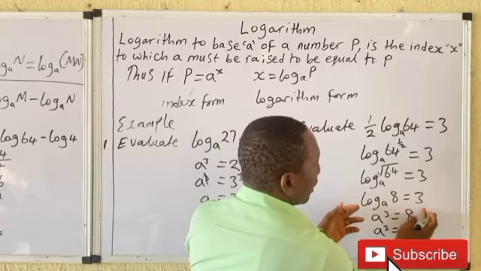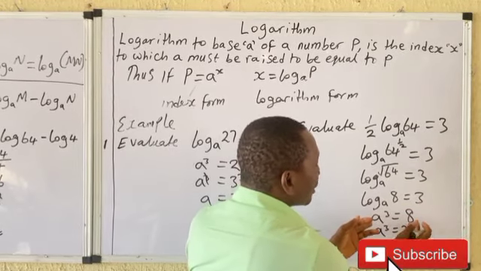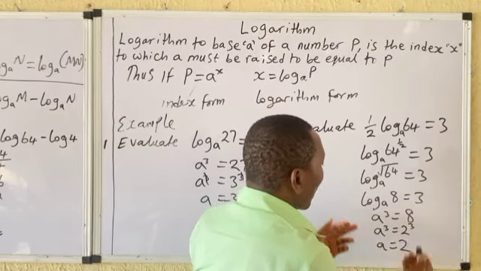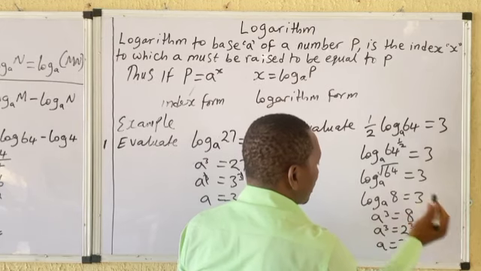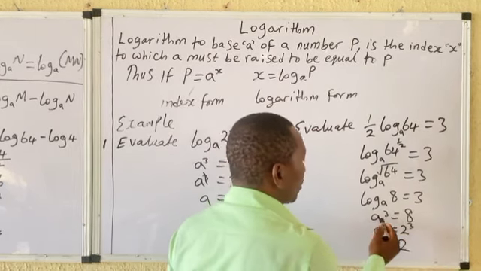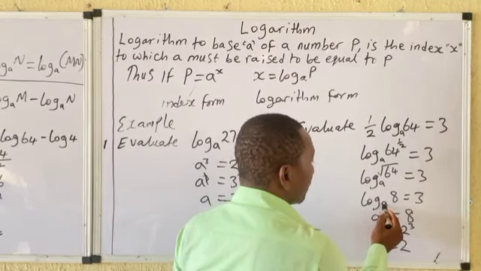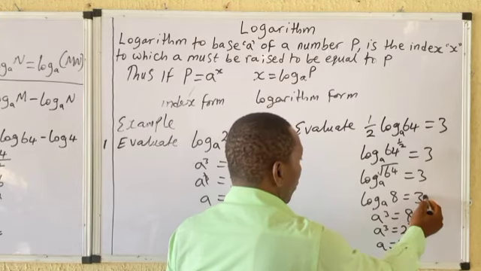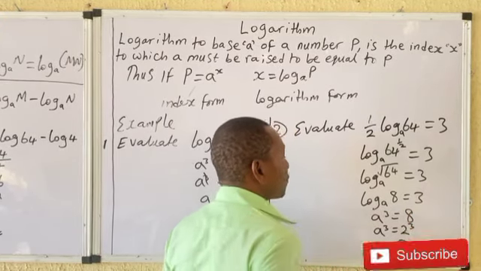This is the logarithmic form. And now I can put it in the index form. And that will be A raised to power 3 equals to 8. So that's what I did here. A raised to power 3 equals to 8. Remember, the base will be raised to the power of 3 equal to what? 8.